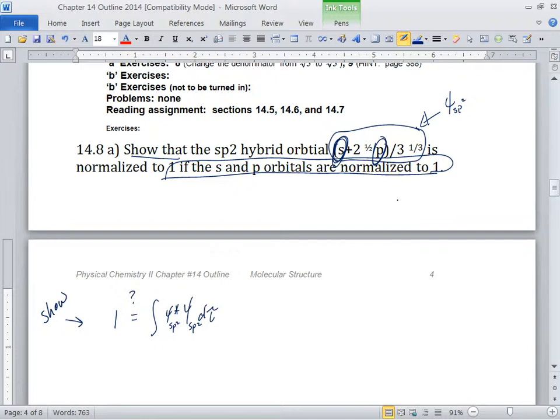If s and p orbitals are normalized to 1, that would mean what? 1 has to equal the integral of, because 1 has to equal psi star psi d tau. You could write this, but they want s and p orbitals. So what I'm saying is, instead of writing psi's, let's write s.